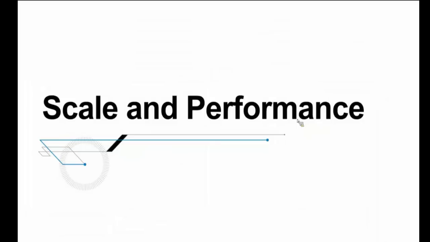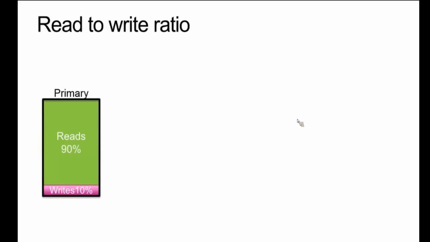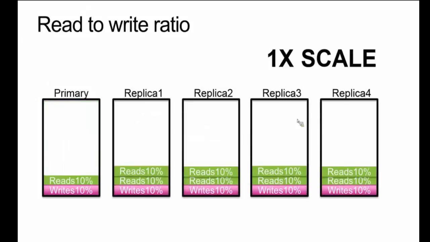So, scaling and performance. The main point to take away from this, as you'll see, is the read to write ratio is a critical factor in how well you're going to be able to scale. So if you've got a 90-10 read-write ratio, you can get 1x scaling pretty easily. You take those reads and stripe them or move them across multiple read replicas. We've got 4 here. And notice that the writes all have to occur everywhere. So a write on the primary is the same write that has to take place on all the replicas.